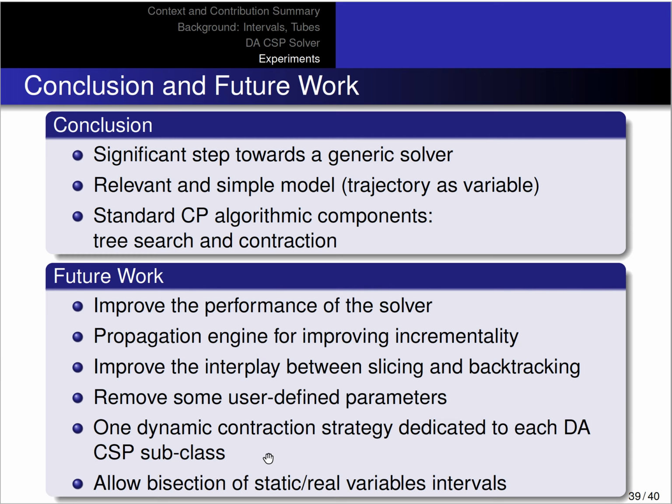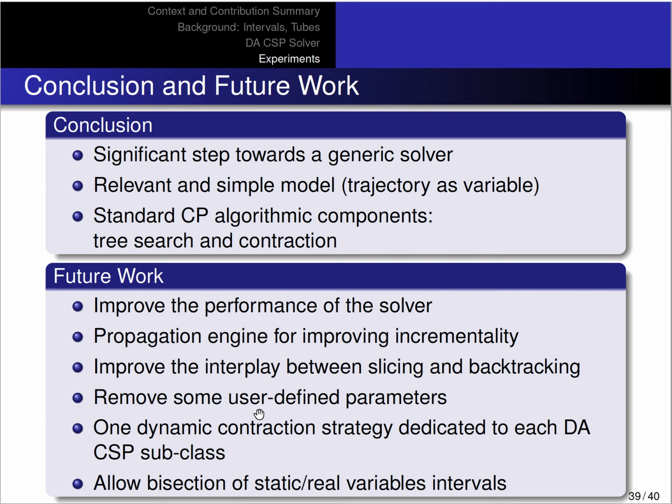In conclusion, we have proposed the first version of a generic differential algebraic CSP solver. It's built on top of a relevant model where the domains of the functional variables are tubes. It's a model implemented in the TubeX C++ library. It's based on contraction and tree search. While common in CP, tree search is new for dynamical systems.